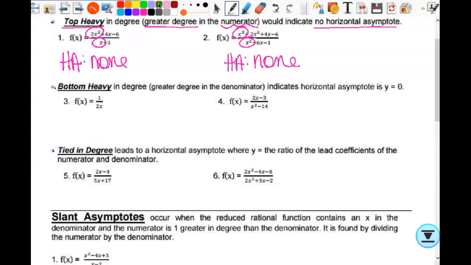Okay. So then we have bottom-heavy in degree. So greater degree in the denominator. So when I look at number 3, I have 2x to the first in the denominator, really like x to the 0 in the numerator. So clearly it's bottom heavy. I have a horizontal asymptote at y equals 0. I don't even have to do any work. Horizontal asymptote, y equals 0.